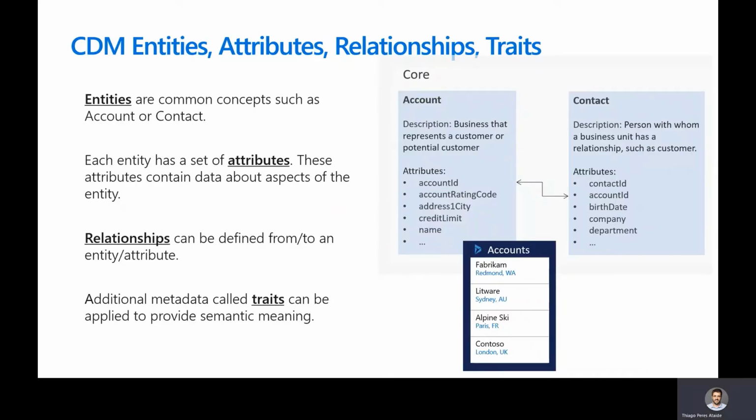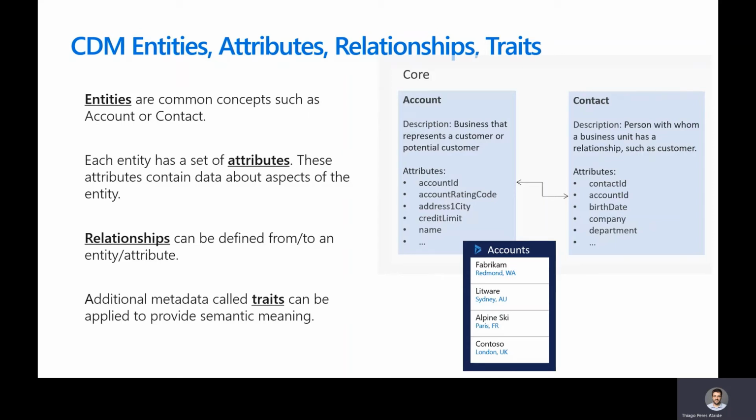So here are the main aspects around CDM. First, you have entities, which is a common concept, such as account or contact, just like a table in a database. Then each entity has its set of attributes, just like you have columns in a database. And then you have relationships, which can be defined from and to an entity and attribute, just like a foreign key. And finally, you have traits, which is additional metadata that can be applied to attributes to provide semantic meaning.